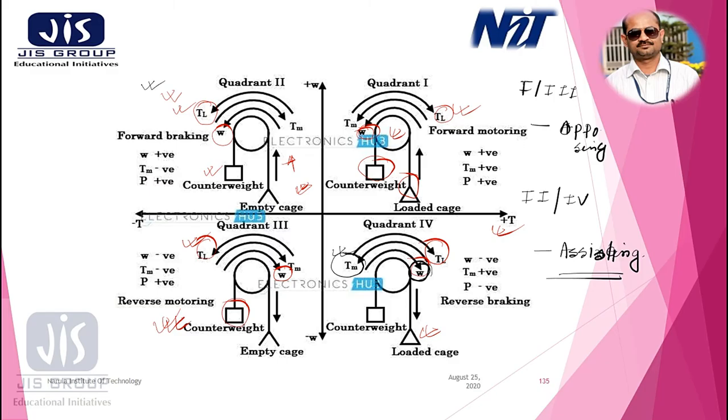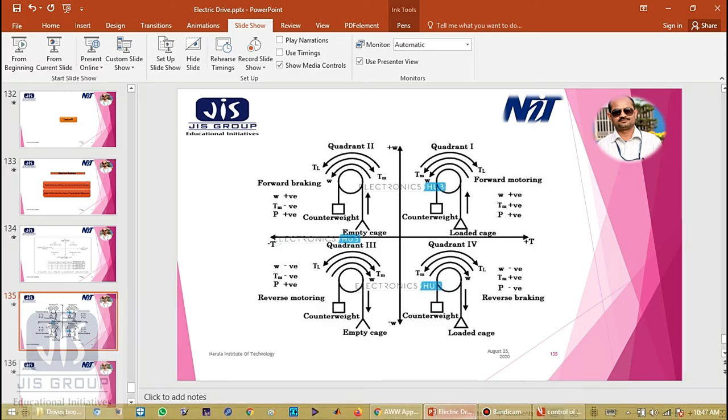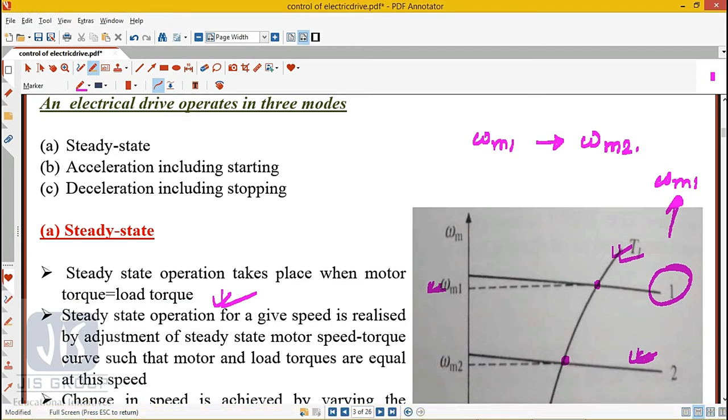Now, in this chapter, that is control of electric drives, or rather starting of electric drives, we will discuss mainly three modes of operation of this electric drive. That is, first, steady state operation; second, acceleration including starting; and third, deceleration including stopping. So let's discuss these. We have already discussed the steady state things just now. So let's start the discussion on these two things.